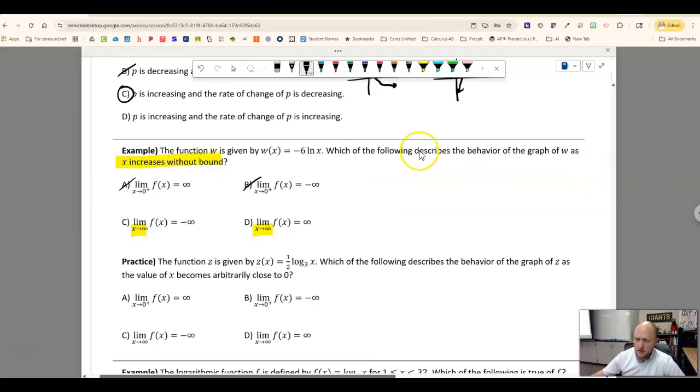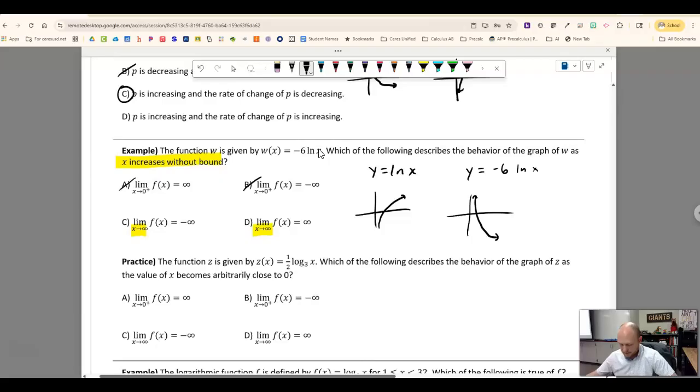And then I need to know, okay, first of all, forget the -6. What does natural log of x look like? y equals ln x. That is going to look like this. And so if I multiply by a negative and a 6, I'll get the reflection and a stretch. So something like this. So it looks like as x goes to positive infinity, as I go this direction, where are my y values going? It looks like they're going to negative infinity. So our answer here is C. Pretty straightforward here, okay?